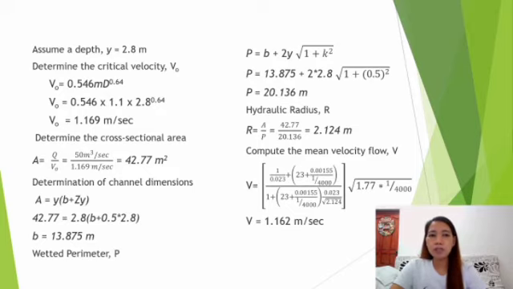So we'll just need to substitute to get the critical velocity. So we have 1.169, and then the cross-sectional area and the channel dimensions with a given equation. We'll just need to substitute that and then get the hydraulic radius. And then we'll calculate the mean velocity. So there you go. We are almost near to our critical velocity. So we have 1.162 meters per second.